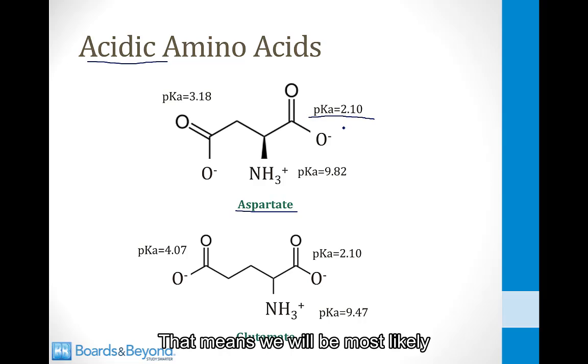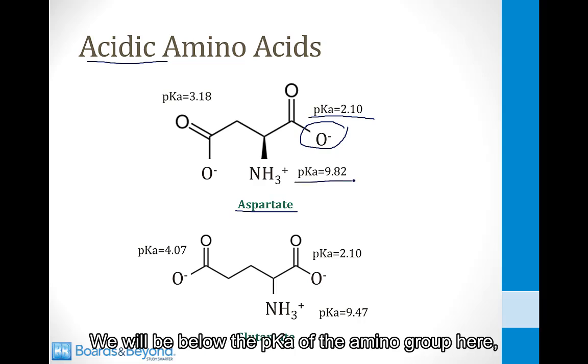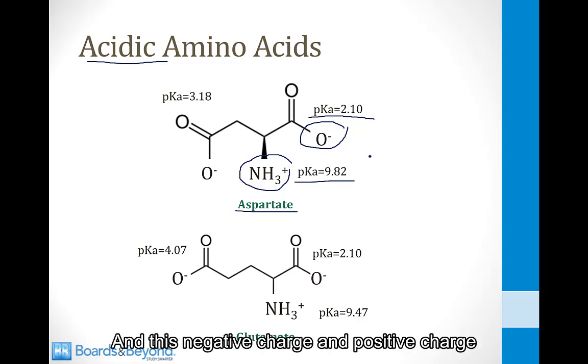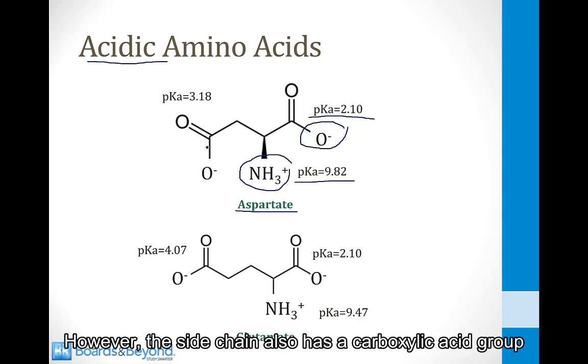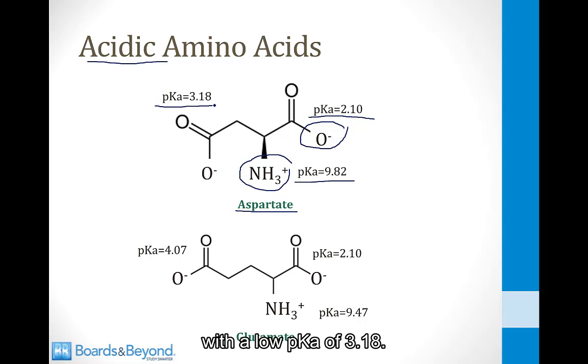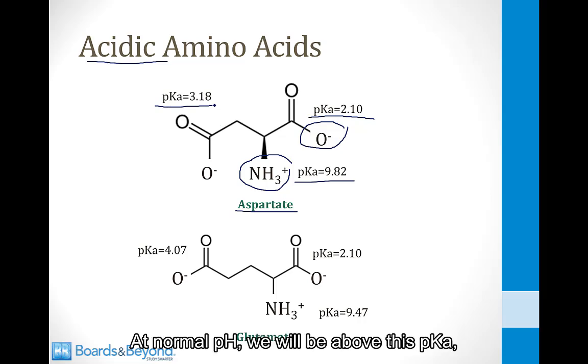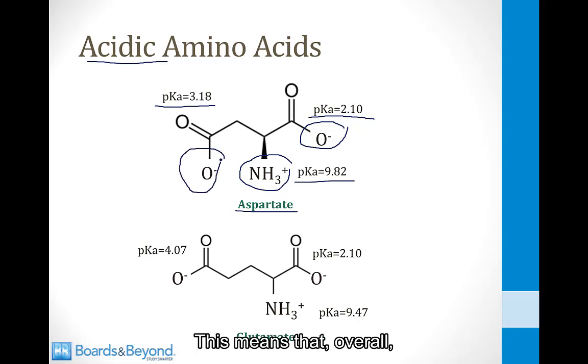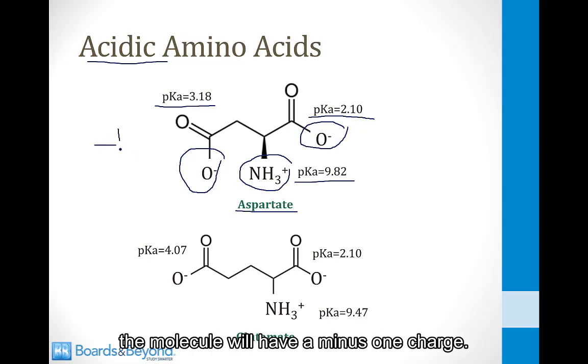That means we will be most likely to find this negatively charged. We will be below the pKa of the amino group here, so we will be most likely to find this positively charged. And this negative charge and positive charge will cancel each other out. However, the side chain also has a carboxylic acid group with a low pKa of 3.18. At normal pH, we will be above this pKa, so we will be most likely to find this negatively charged. This means that overall, the molecule will have a -1 charge.